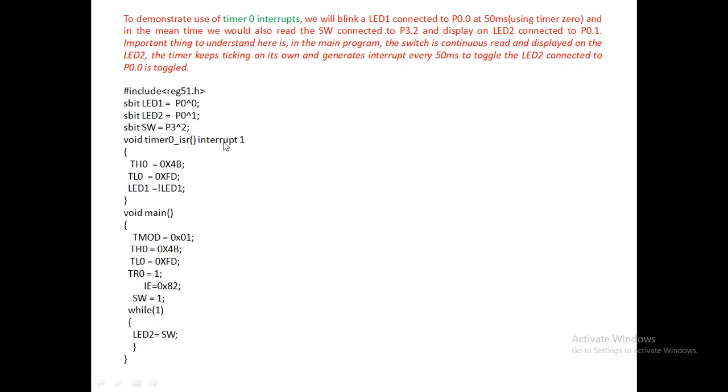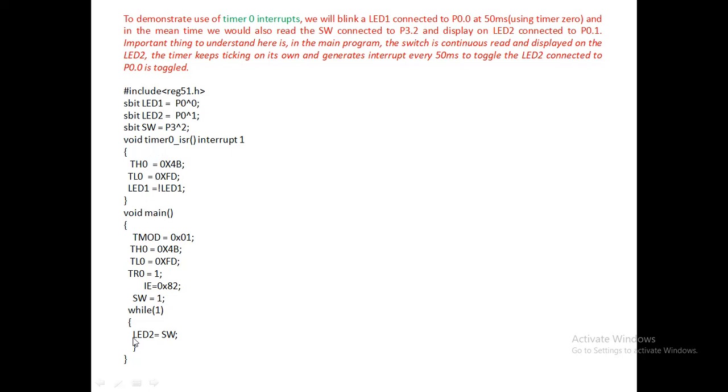Okay, the function, here interrupt 1. In the function, I have written TH0 loaded with 4B, TL0 loaded with FD, and LED1 equal to the complement of LED1. So this is the interrupt program, and we can call it the interrupt service routine. Whenever the timer 0 interrupt is generated, at that time the microcontroller stops the current executing program and executes this subprogram, that is the interrupt program.